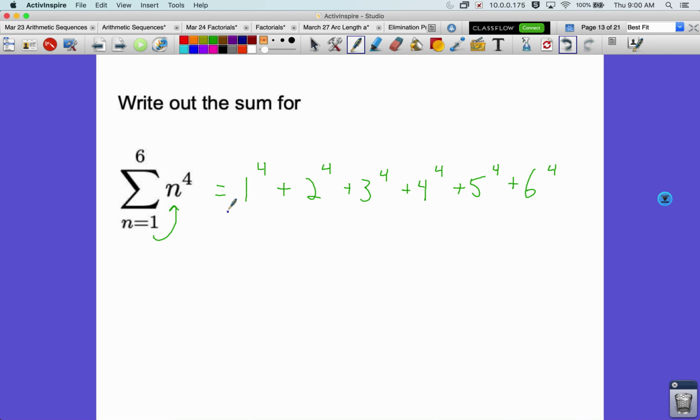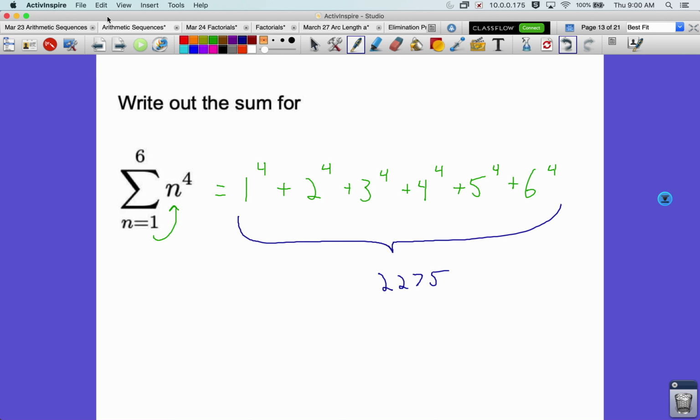And we can solve this. I'm just going to do it in my calculator. 1 plus 2 to the 4th plus 3 to the 4th plus 4 to the 4th, 5 to the 4th plus 6 to the 4th. And we get 2,275. You can double check that on your own. Make sure you know how to plug it in.